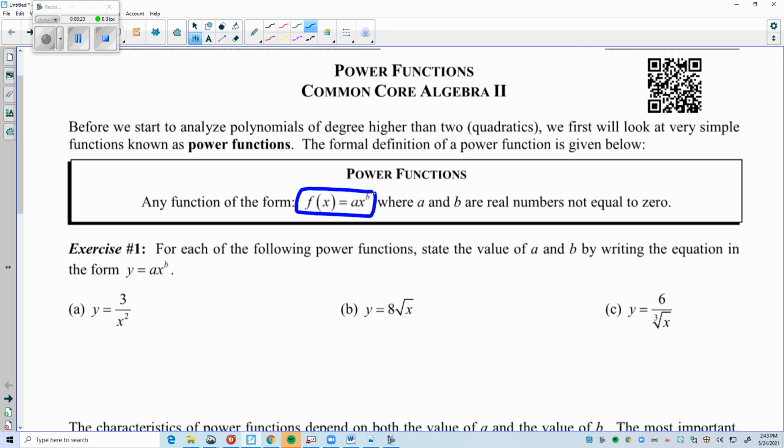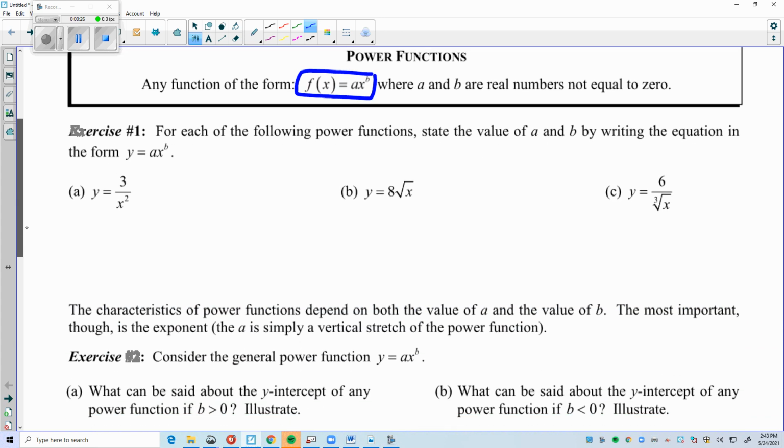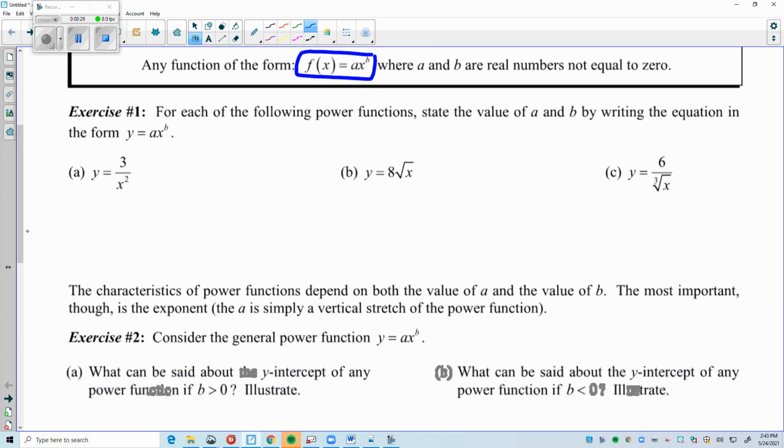Okay. So for each of these below, we're going to state the value of a and b by writing the equation in the form a times x to the b. So we want to get this out of the fraction first. When we take this out of the fraction, our exponent will become negative. So now I have it in that form of a times x to the b, and I can see here my a value is now 3, and my b value is going to be negative 2. Okay. Try it again with letter B.